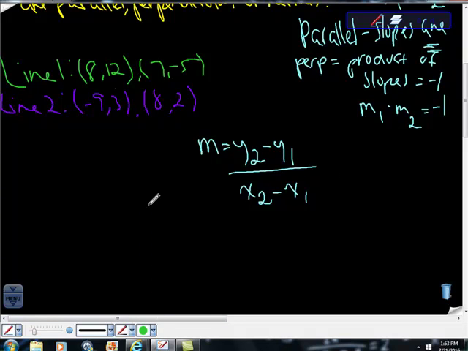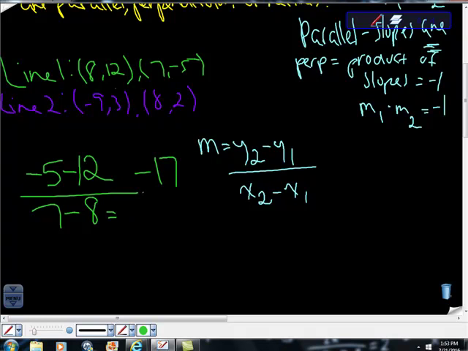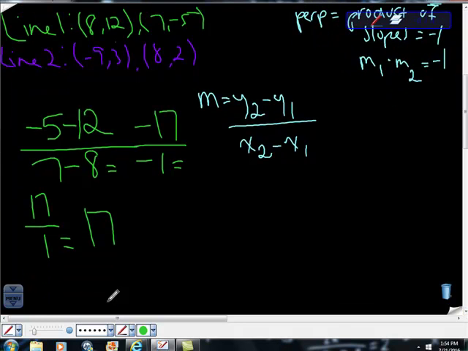-5 is y sub 2. So you're going to subtract y sub 1, which is 12. Divide that by x sub 2, which is 7, minus x sub 1, which is 8. And -5 minus 12 is like saying -5 plus a -12, which is -17. 7 minus 8 is equal to -1. So your slope is then equal to 17 over 1, or positive 17. And we got that answer using our formula for slope.